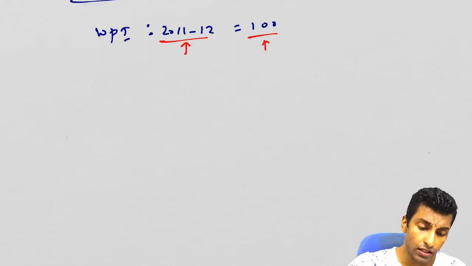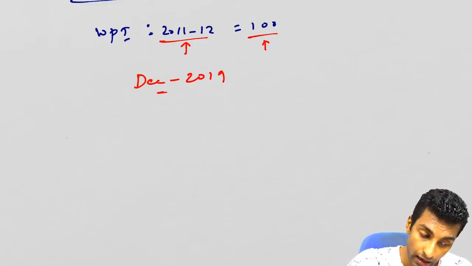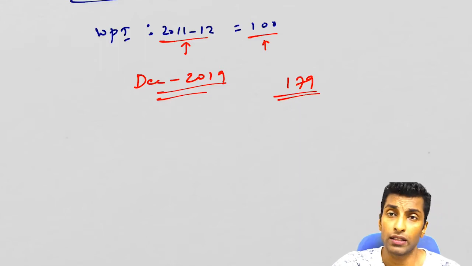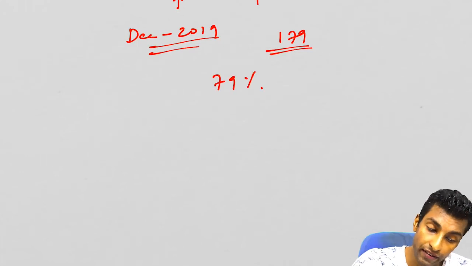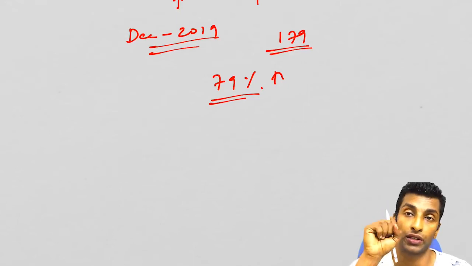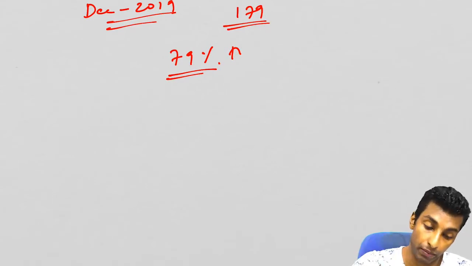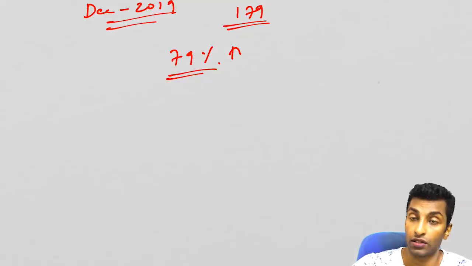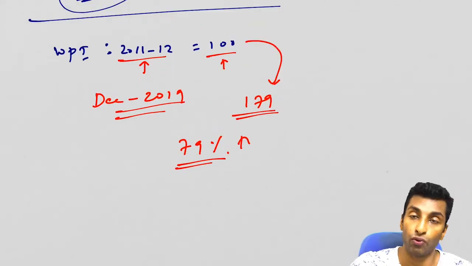So here, if you calculate now for December 2019, let's say the value is 179. Okay, let's suppose the value is 179. So what does this mean? If you are coming across this, what does this mean? There is an increase of 79% in the wholesale prices. So there is an average increase of 79% in the wholesale prices, or the weighted average has actually increased by 79%. So the weighted average of these three commodity groups, when you take it, has actually increased by 79%, because from 100 it has now reached 179.